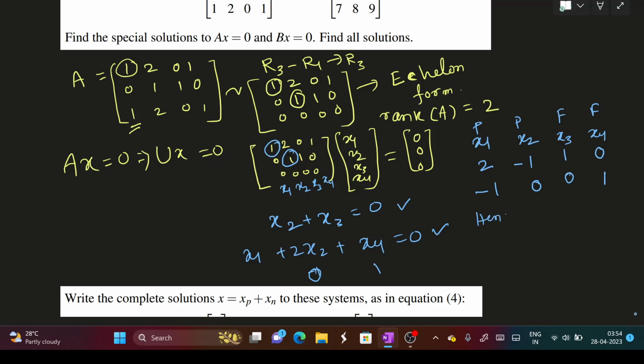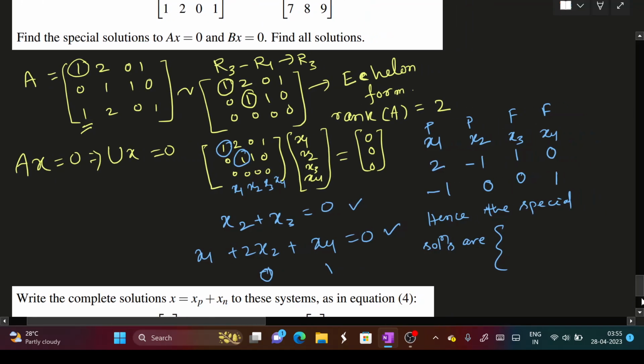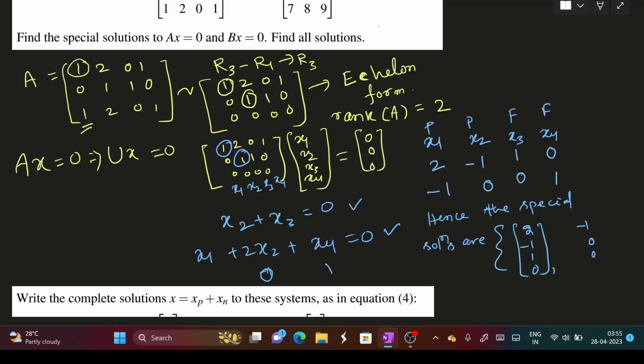Hence the special solutions are, we will write in a set. What is it? Here we can give more specific answers also. So here I can write (2, minus 1, 1, 0), comma, (minus 1, 0, 0, 1).